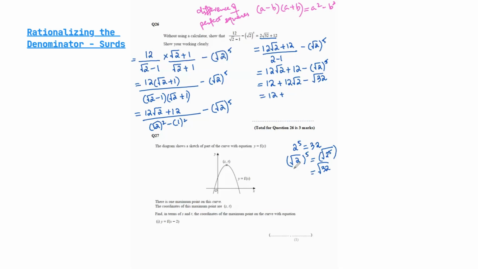And over here, this 12 root 2, if we bring the 12 back into the surd, it's basically 144 times 2. Why? Because 144 is 12 square, and square root of 12 square is 12. And that's why 12 was outside. So if you bring it back into the surd, it's going to be 12 square, which is 144. So 144 times 2, minus root 32. Now 144 multiplied by 2 is 288.